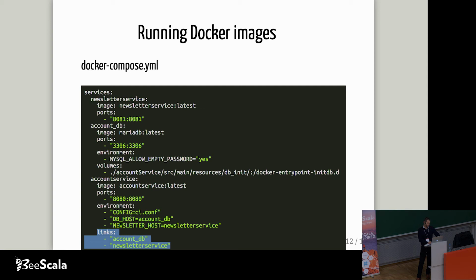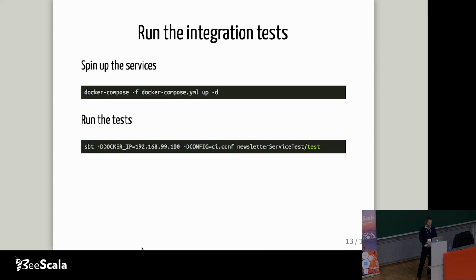And also some environment variables which allow me to pass some configuration to the account service, where you can see that I'm specifying the DB host is account DB, which is actually the name of the link, and the newsletter host is newsletter service, and that makes it possible for my account service container to connect to these two dependency containers.